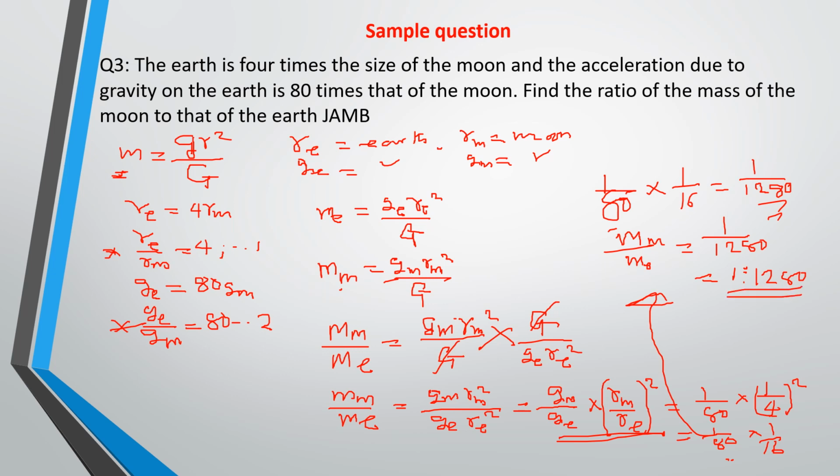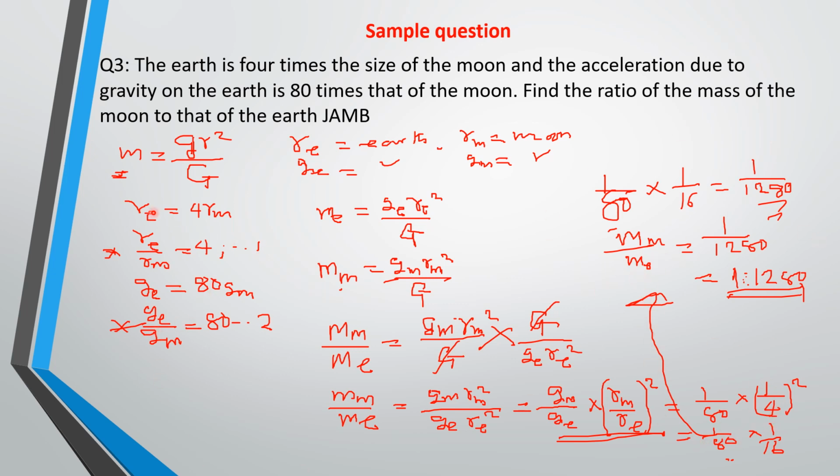The ratio is 1 to 1280. So this is the ratio of the mass of the moon to the mass of the earth. I hope you followed. Okay, so please don't mind me, just take this up and then you follow from here.